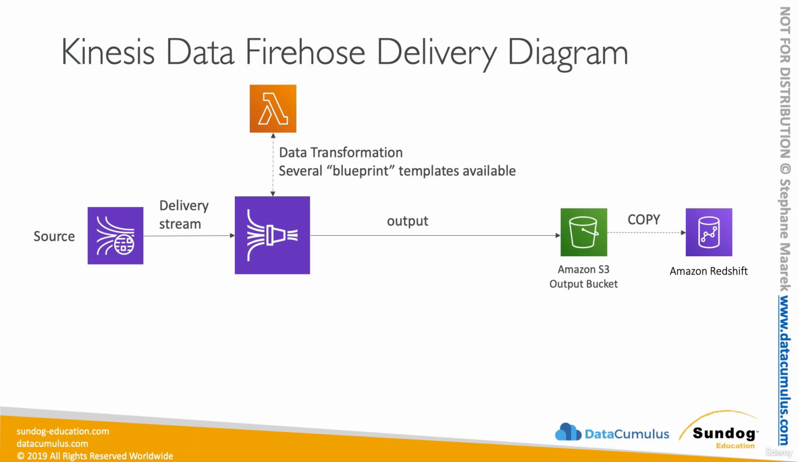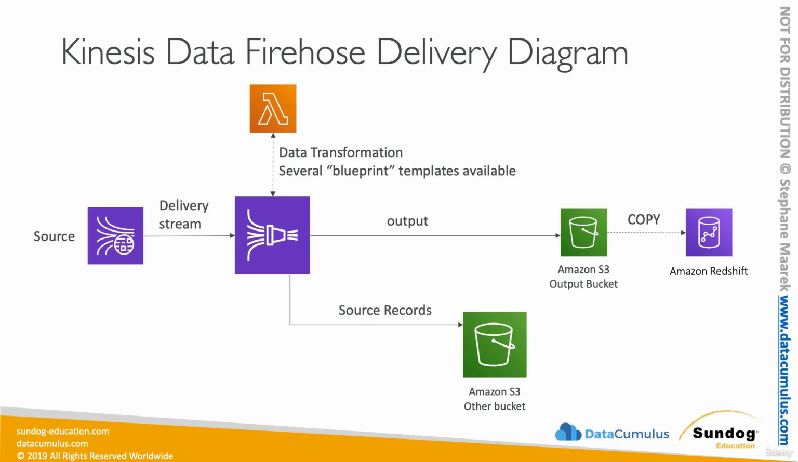So what about the source records? Can we get the source records into an S3 bucket? The answer is yes. Any source record that goes through Kinesis Data Firehose can be configured to land into another bucket of your choice. So if the exam asks you, okay, how do we get all the source data into an Amazon S3 bucket through Kinesis Data Firehose? Well, this is directly a feature from Firehose.